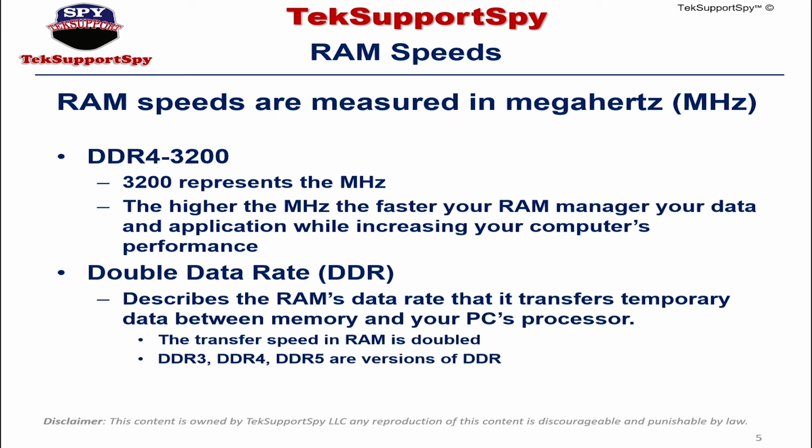One of the things you want to look at when deciding what RAM you need for your desktop or your laptop is the speed. You probably have heard of this, or you probably have not, but RAM speeds are measured in megahertz. Megahertz is basically the speed of how fast it can process data, right? So obviously the higher the megahertz, the faster it can process information.